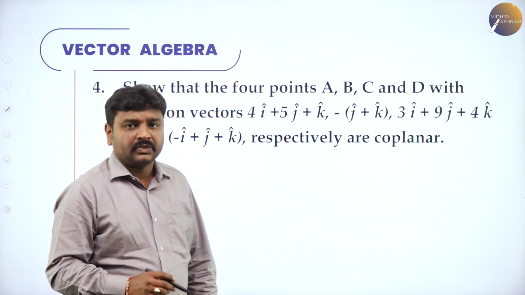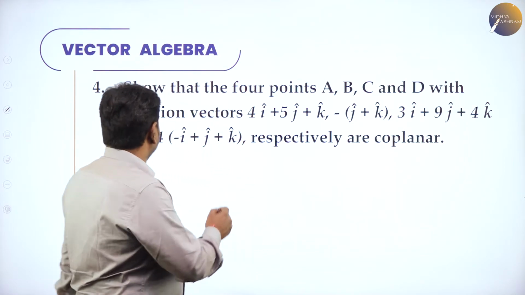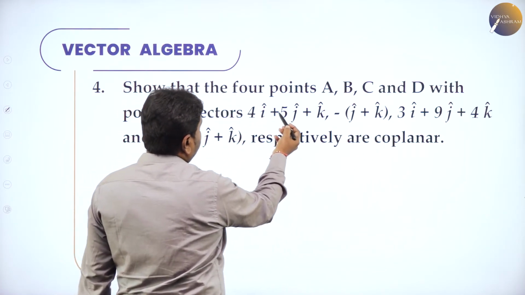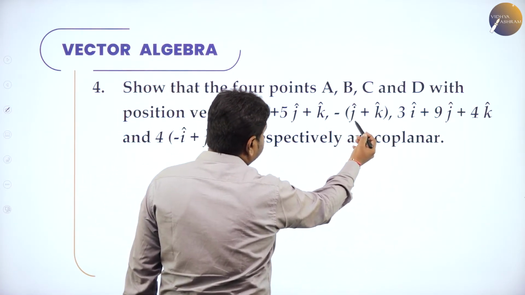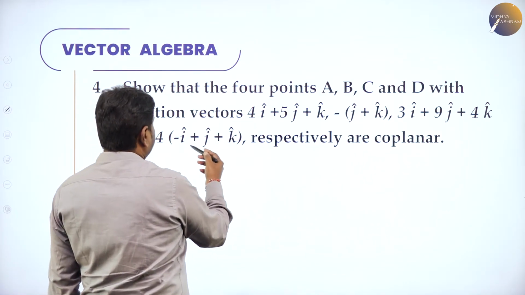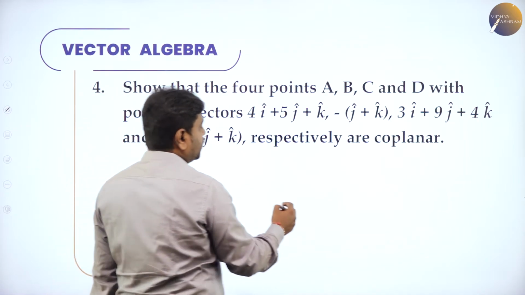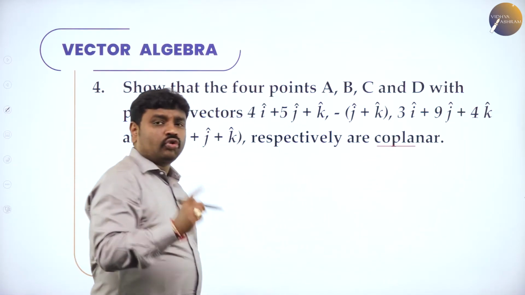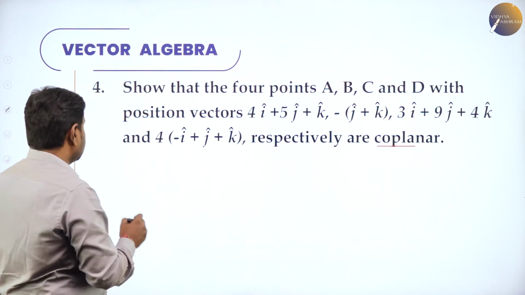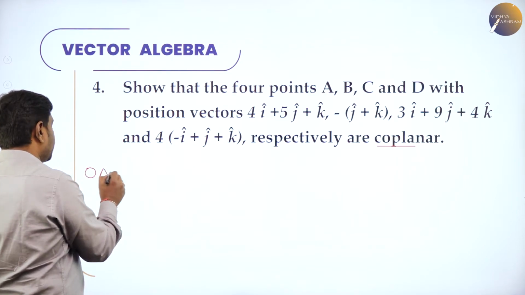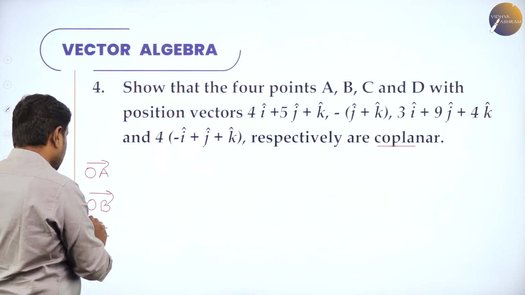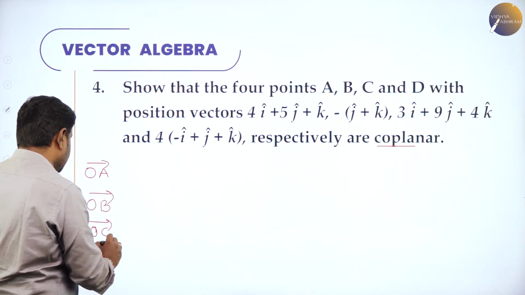Next, let us start with problem 4. Show that the 4 points A, B, C and D with the position vectors 4i cap plus 5j cap plus k cap, minus j cap minus k cap, 3i cap plus 9j cap plus 4k cap, and 4 times minus i cap plus j cap plus k cap respectively are coplanar. They give 4 points and they want you to prove coplanar. They have given position vectors. So first write what is given. They gave the position vector of A: OA is given, OB is given, OC is given, OD is given.